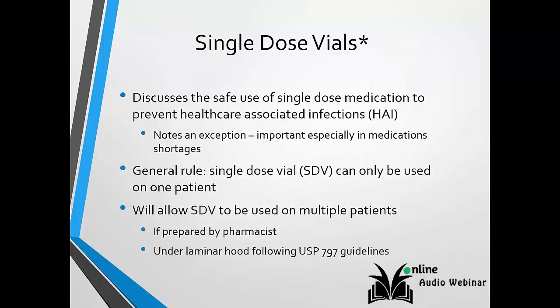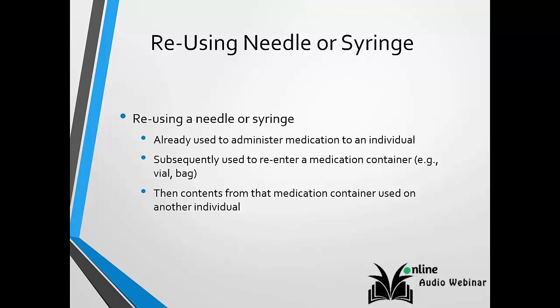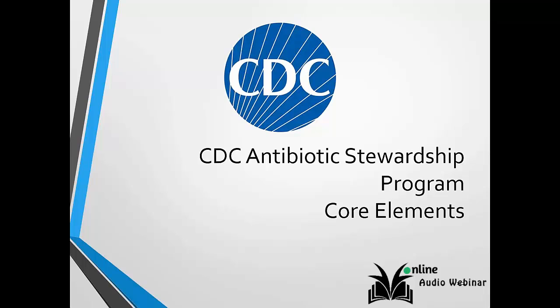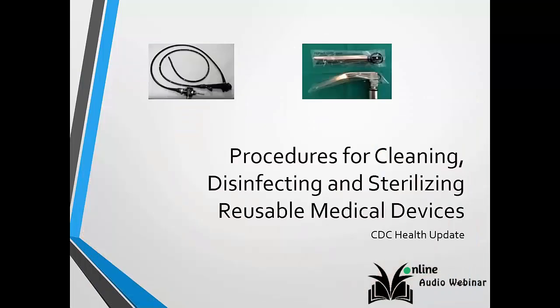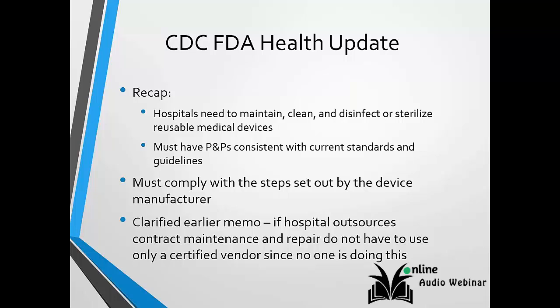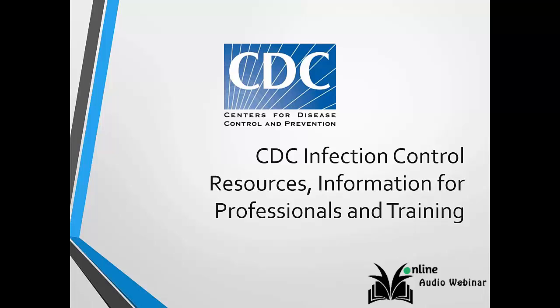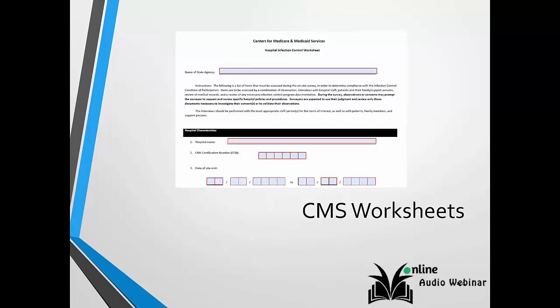Insulin pens. The next one is single-dose vials. Breaches, infection control breaches. The memo came out. Legionellas. That's one that we still have to report. I want to talk briefly now about the CDC, the ASP, and the core elements. They updated it in 2019. And then we want to talk about disinfecting, cleaning, or sterilizing of our reusable medical devices. You always want to separate what's critical and what's semi-critical items. Infection control resources, there are changing sections on PPEs. And then I just want to wrap up with some of the other things.